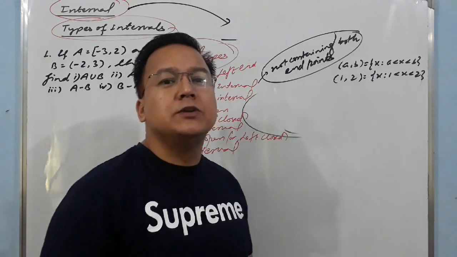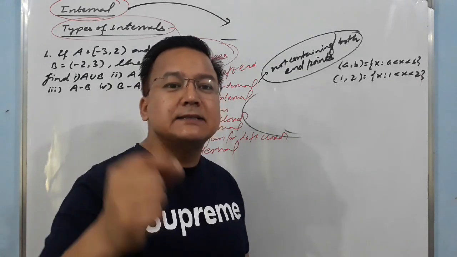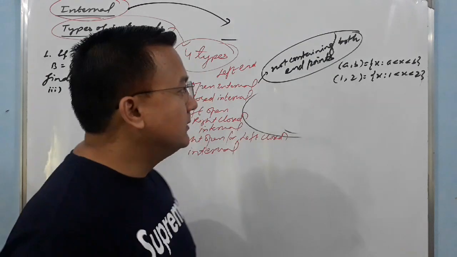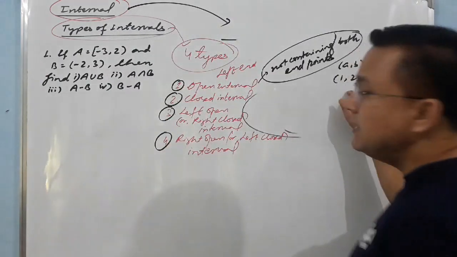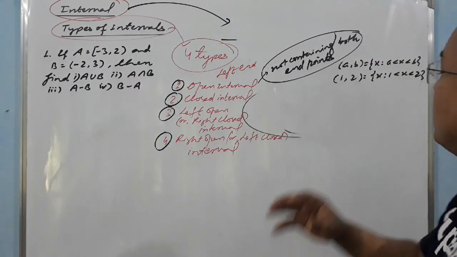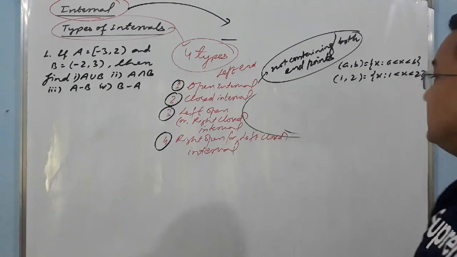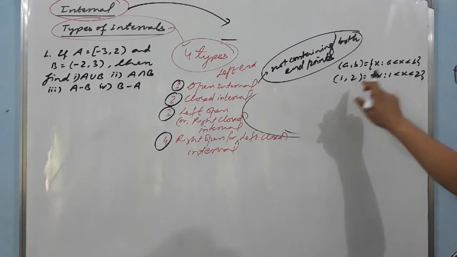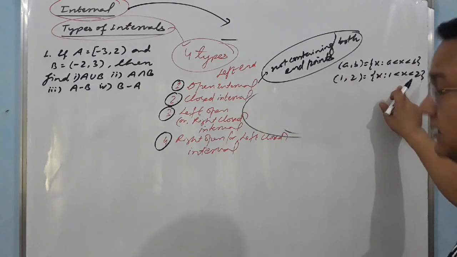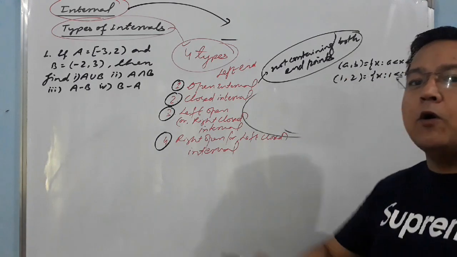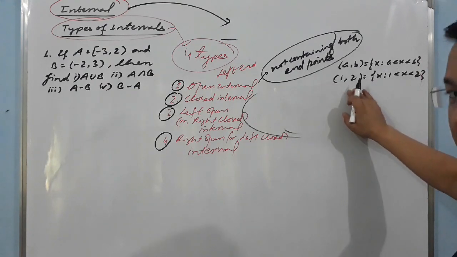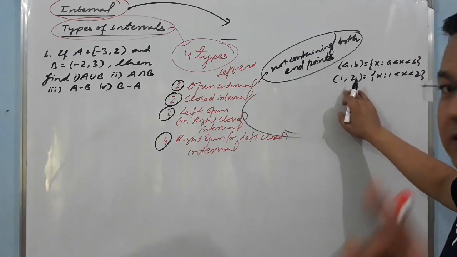So between any two real numbers you can suppose there exists another real number, as we know from the density property of the real numbers. So 1 and 2 represent your extreme points, the endpoints. 1 is not here, 2 is also not here, but between 1 and 2 all real numbers are here.